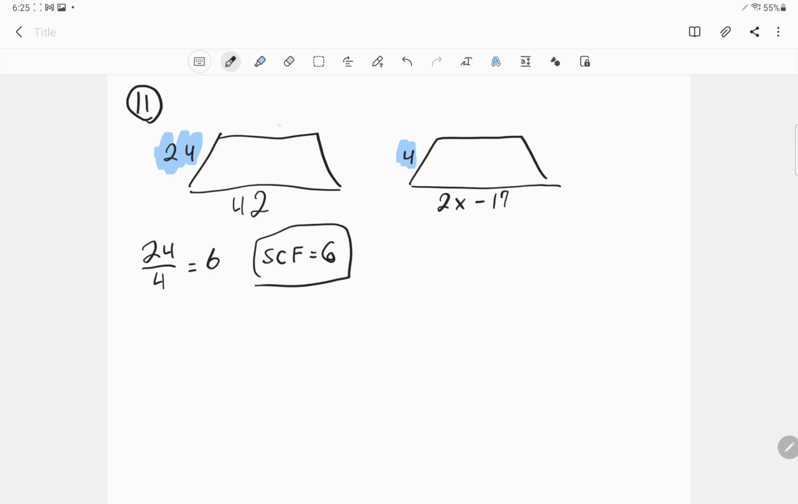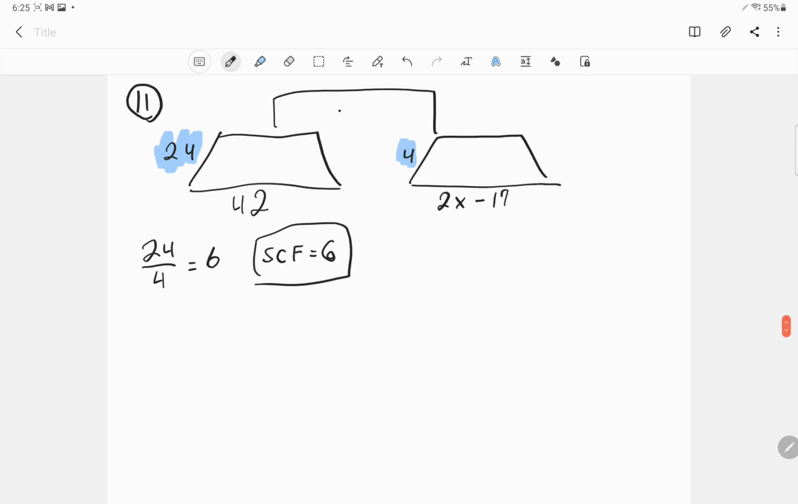Now, this time I'm going from big to small, so I am actually going to divide. You know how on the last one we had to multiply because we were going from small to big? This one I'm going from small to big, so I'm actually going to be dividing. So I'm going to grab the 42 and divide it by 6, which is going to give me 7.